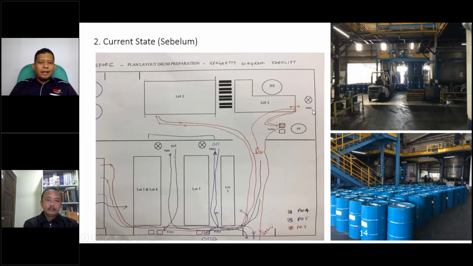They also have pump 4 and pump 5 here, another packing line. PM3 is pump 3, and they have a packing line here, then pump 4 for the packing line, packing line for lot 3 and 4, and then lot 5, and so on.